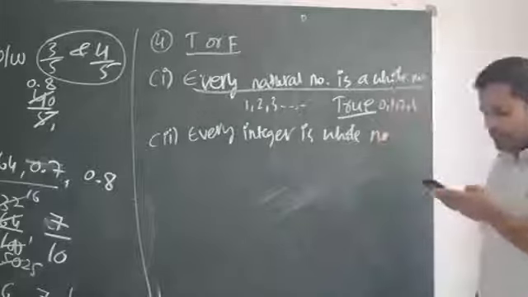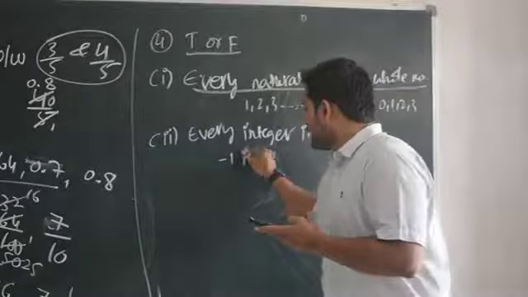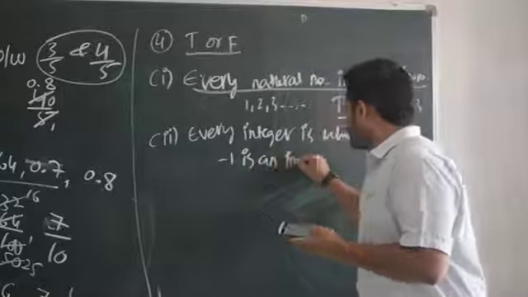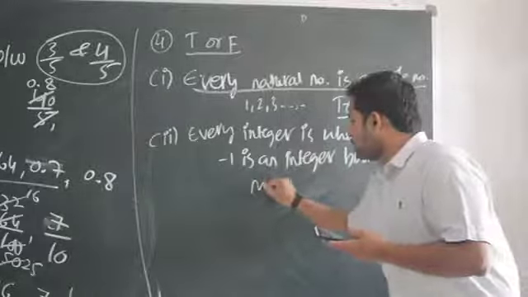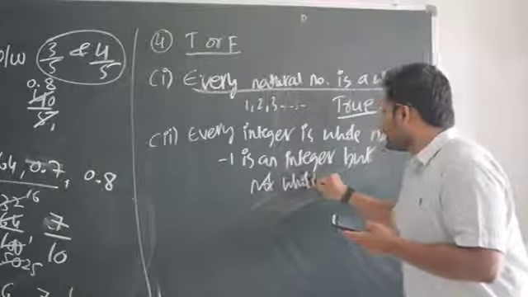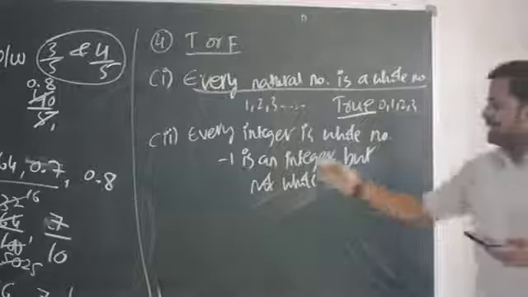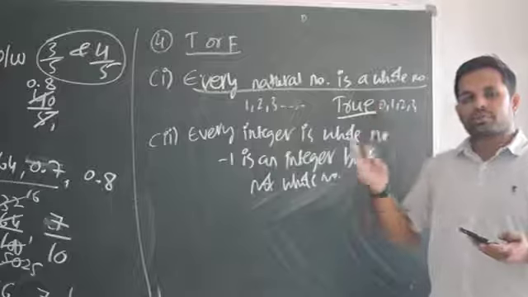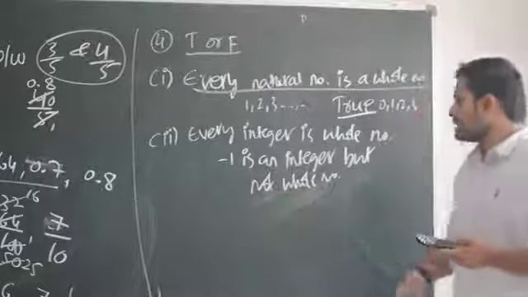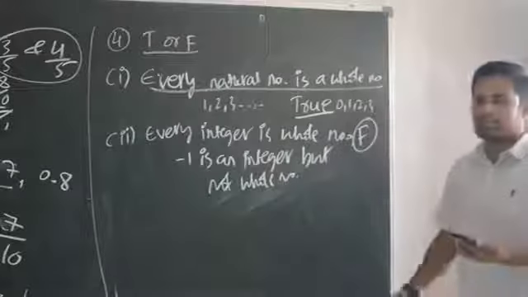You have to look for an example. Every integer is a whole number. -1 is an integer, but not a whole number. Yes or no? Whole number means it has to be 0, 1, 2, 3, 4, 5 like that. But integer means along with 0, 1, 2, 3, 4, 5 we have -1, -2, -3 also. -1 is an integer, but it is not a whole number. That's why it becomes false. This statement is false. Very simple.